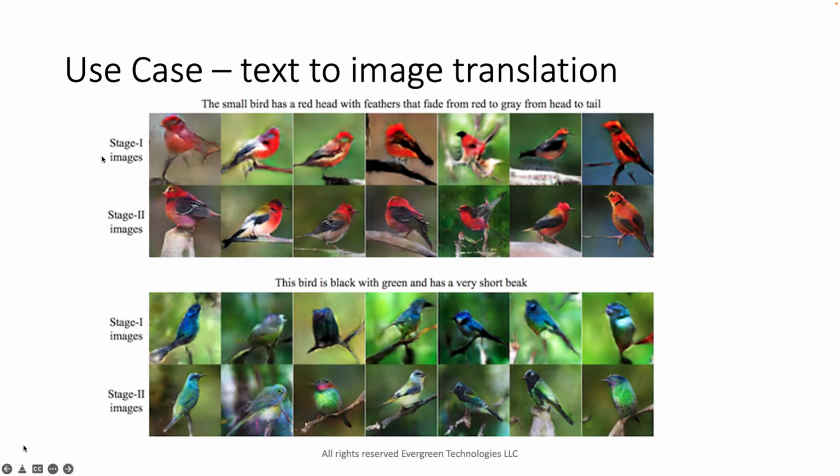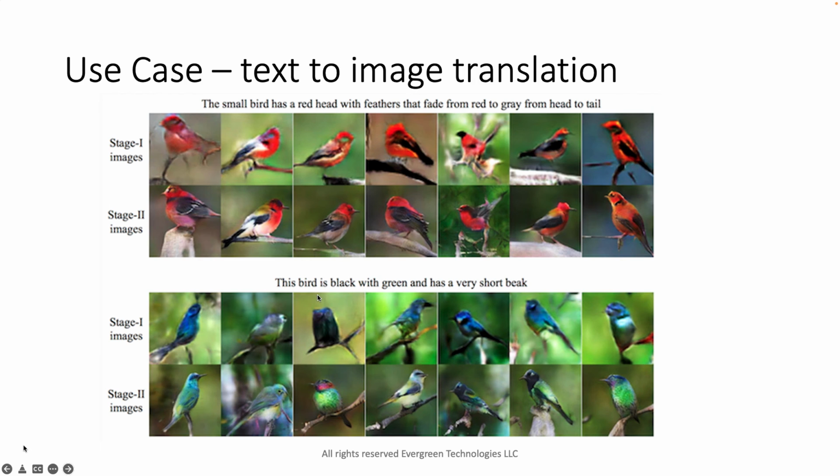Another application is, given a text, can a GAN generate the image, right? This is the case where DALL-E, which is a text to image generation network, is being used to generate an image from a text. Here, for example, the text is: the small bird has a red head with feathers that fade from red to gray from head to tail. Just this text has been given as an input, and the GAN is able to generate very realistic photos of the bird, which has the same description as specified in that sentence.